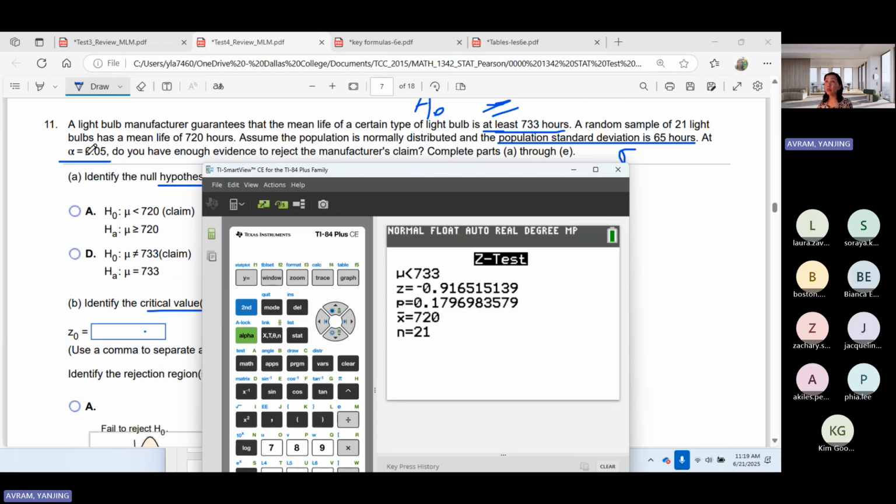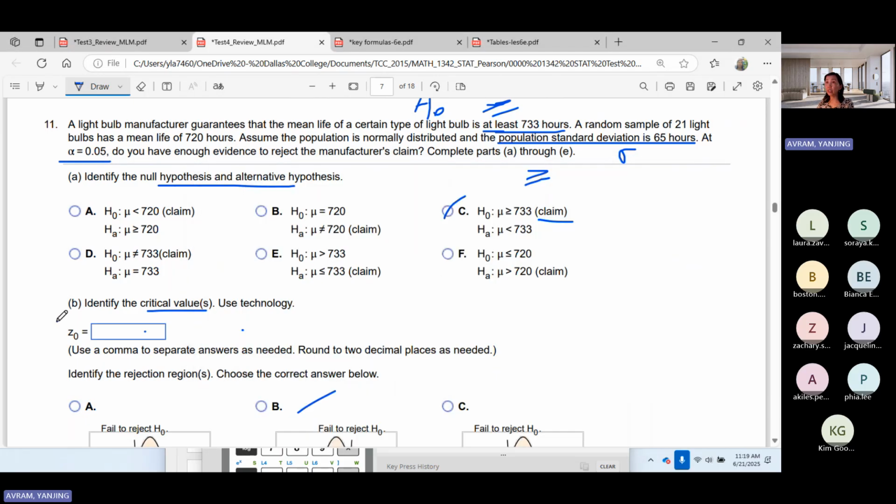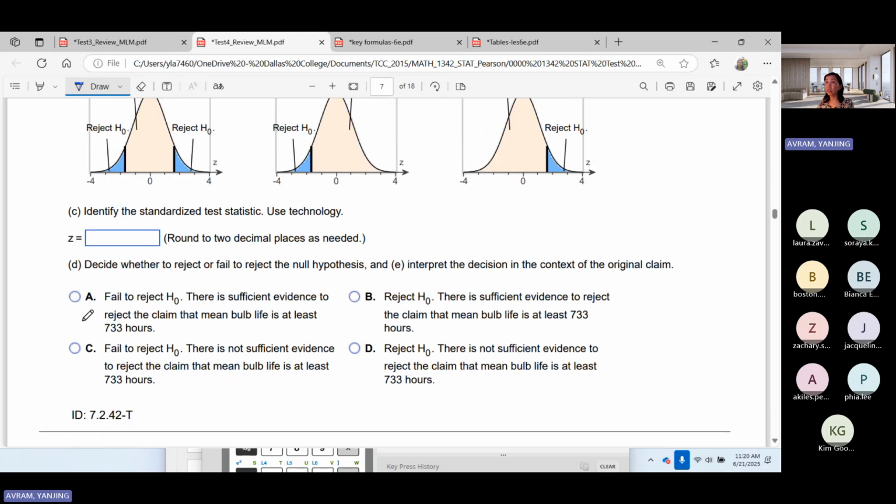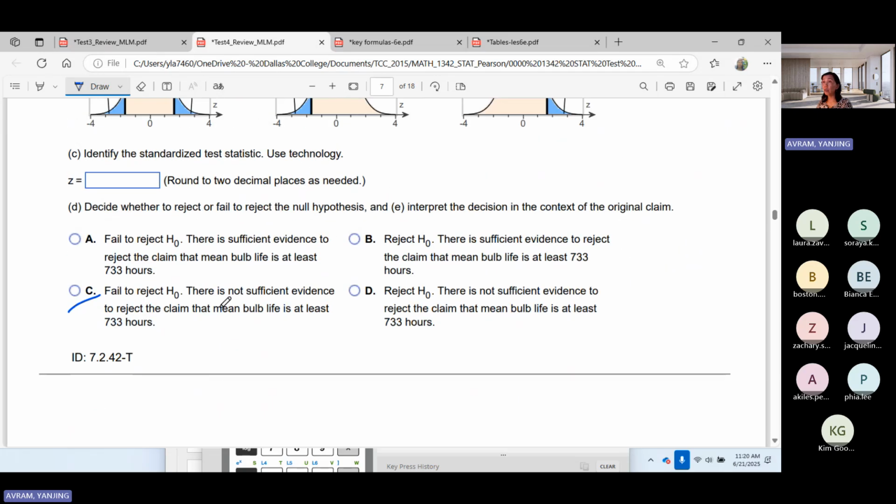P is apparently greater than alpha, right? This alpha is 0.05. My p is 0.17 something. So definitely greater than alpha. So greater than alpha, you fail to reject the null hypothesis. Okay. So you fail to reject the null hypothesis. That means there's not sufficient evidence to reject the claim that the mean life is at least 733 hours.